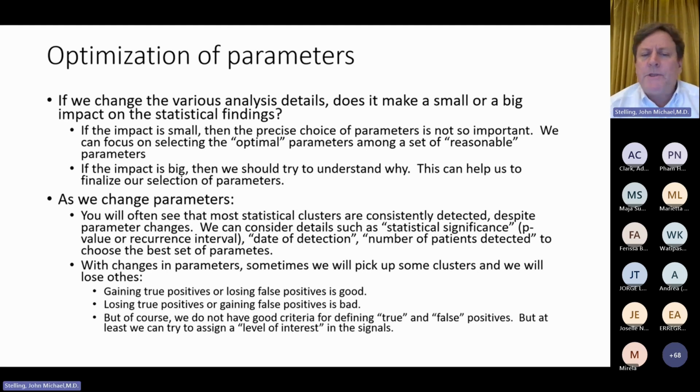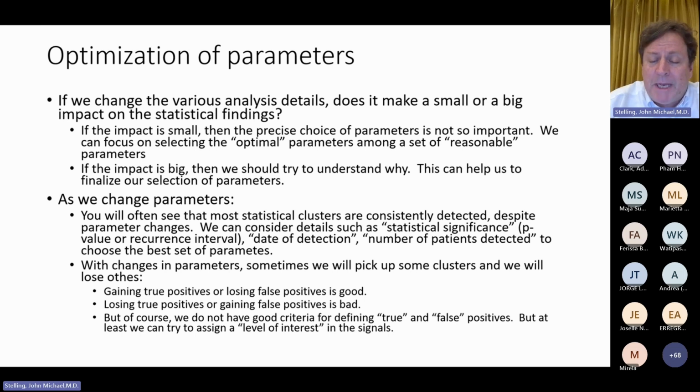So as we change parameters, you will often see that most statistical clusters are consistently detected for all of your parameter settings. And if that's true, you can look at other measures: statistical significance, which one has a higher recurrence interval, which algorithm found it earlier. This algorithm found it on Wednesday, but this algorithm found it on Monday. The Monday algorithm, that would be a benefit. Who found more people, more locations? So it makes a small difference, and just choose the one that gives you the best results.